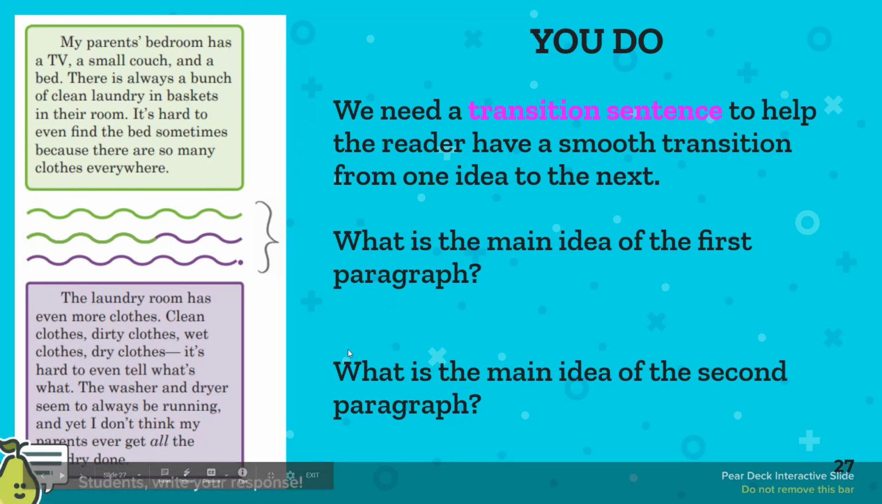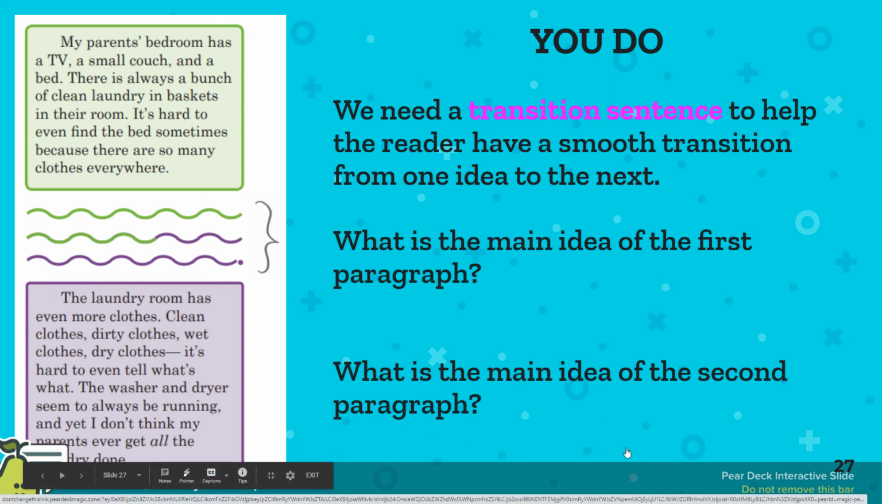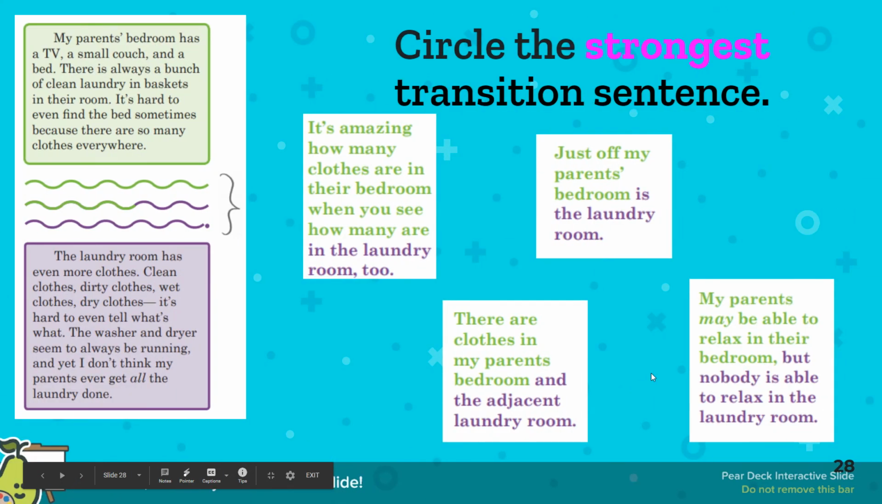Now we're going to transition to the laundry room has even more clothes. Clean clothes, dirty clothes, wet clothes, dry clothes. It's hard to even tell what's what. The washer and dryer seem to always be running, and yet I don't think my parents ever get all the laundry done. What in the world are we going to use to transition? Let's look at our choices.